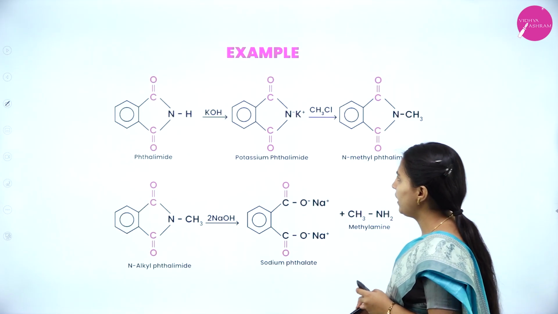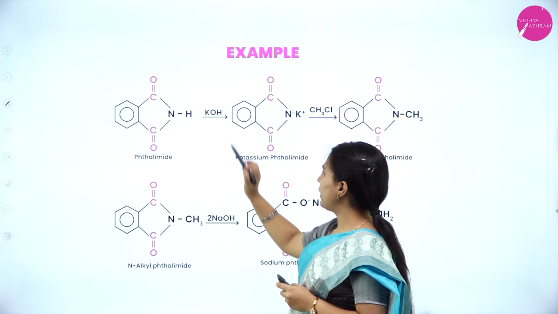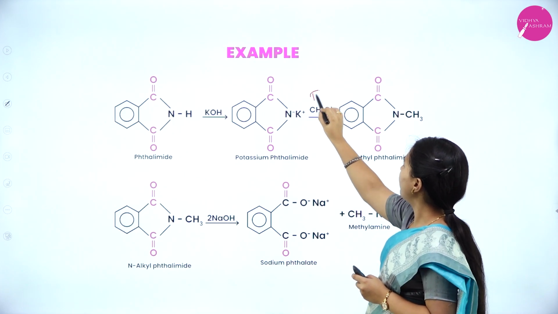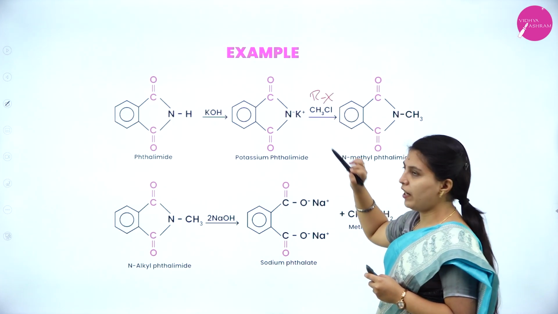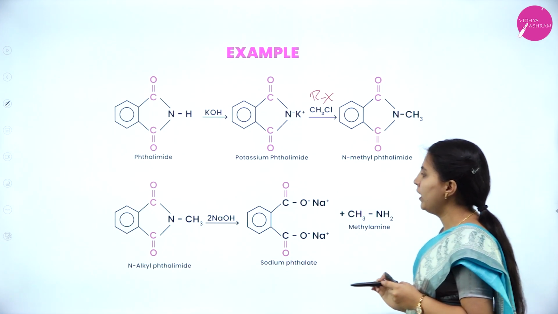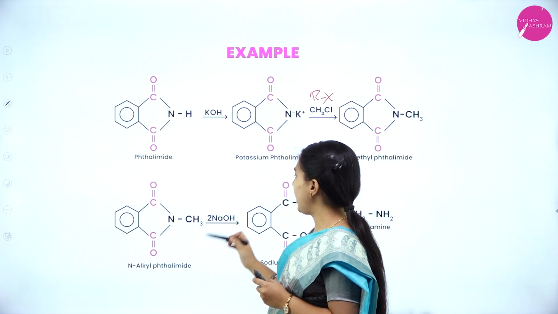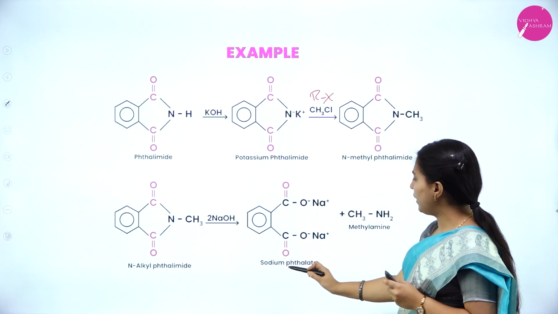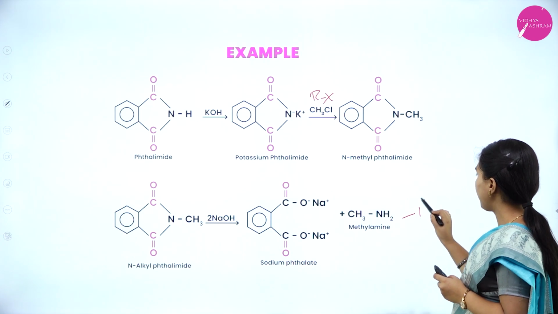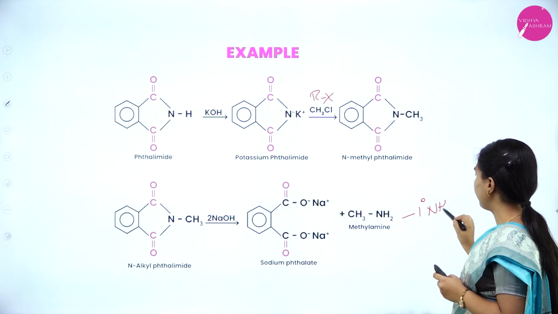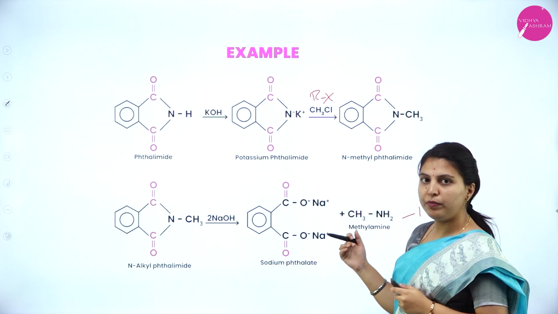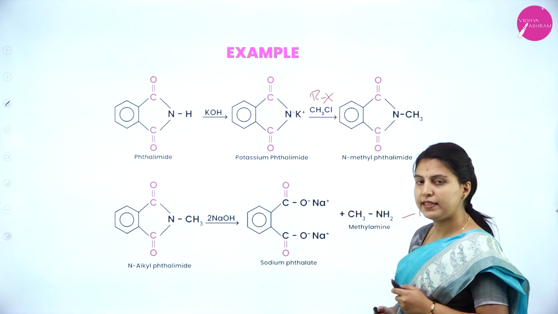Okay, we can take here example, phthalimide reacted with potassium hydroxide, potassium phthalimide. Here in the place of alkyl halide, they have used chloromethane. N-methyl phthalimide will form. That N-methyl phthalimide will be reacted with sodium hydroxide. That will form sodium phthalate plus methylamine, which is a primary amine. Okay, this is how the primary amine will form through the Gabriel phthalimide synthesis.